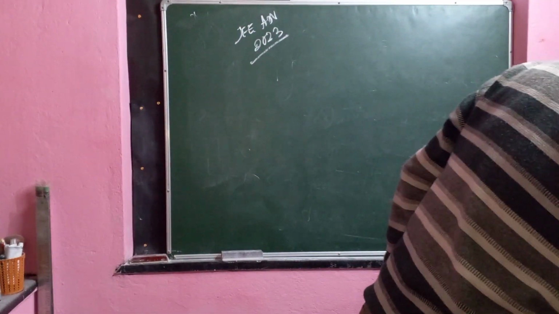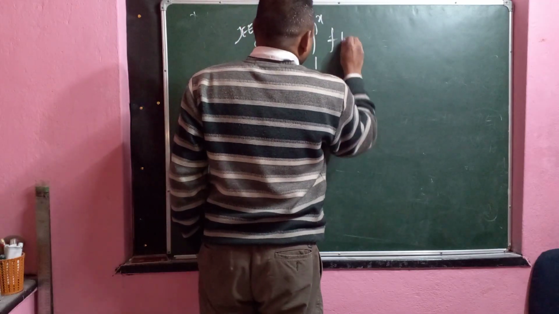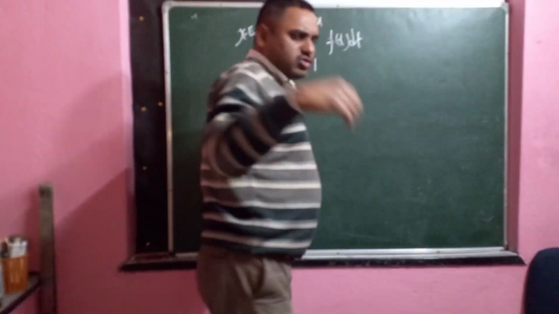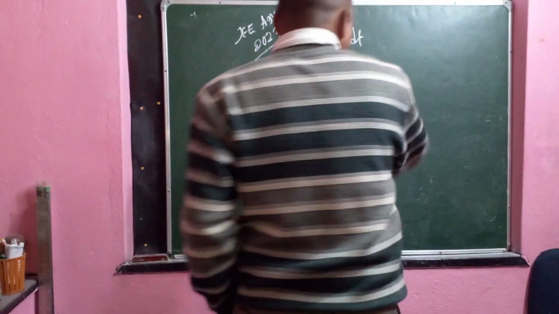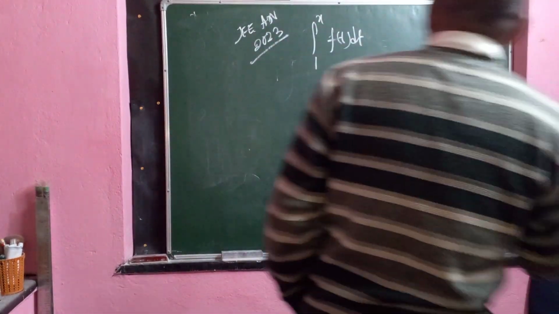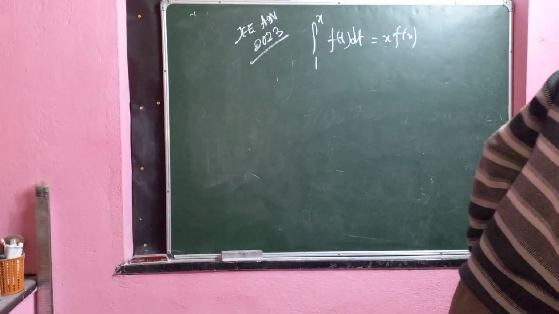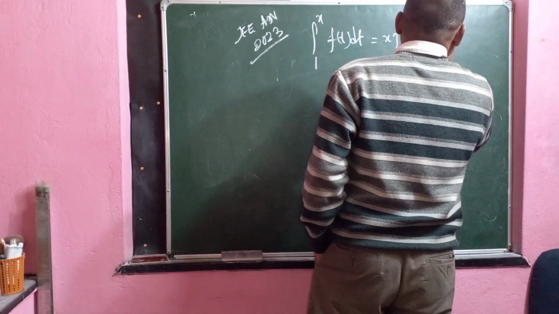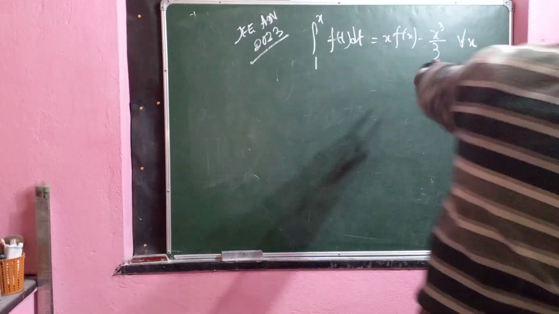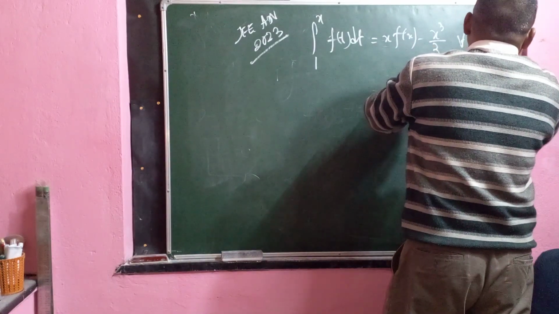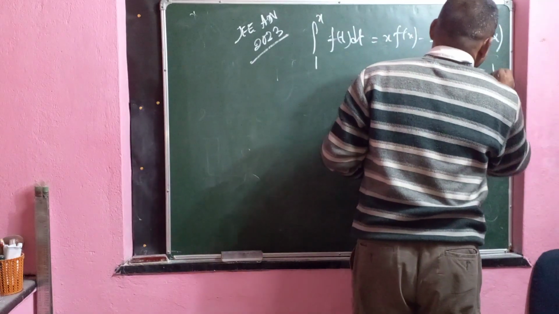It was given that the integration from 1 to x of f(t) dt. You know, most of you know Newton Leibniz, I think. If you don't know, don't worry, we'll go through it. It is equal to x f(x) minus x cubed by 3 for all x in 1 to infinity. Okay. And f(1) is given as 1 by 3.